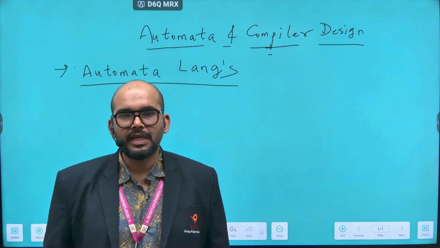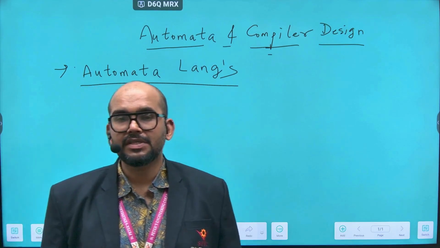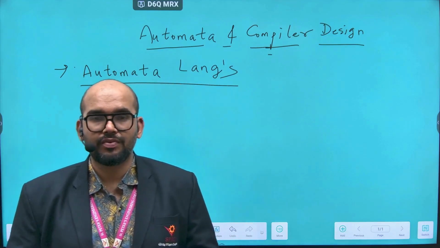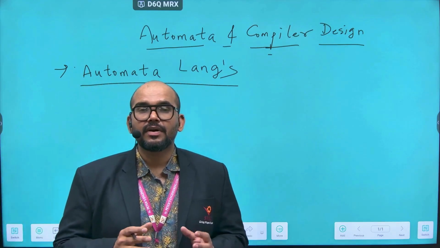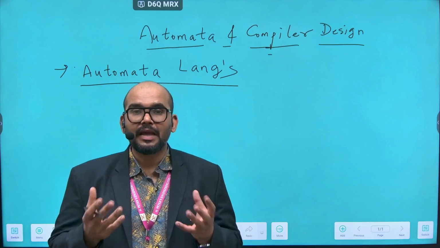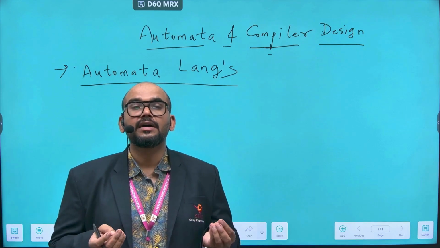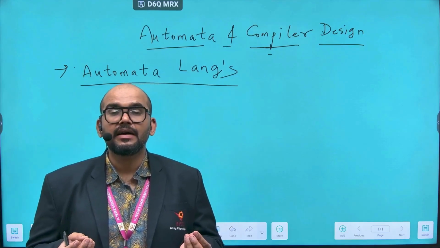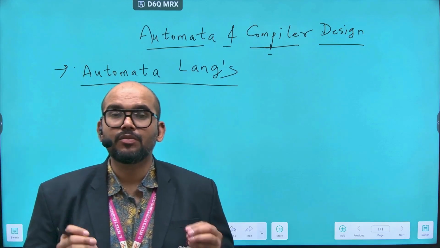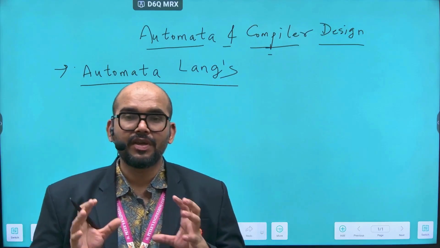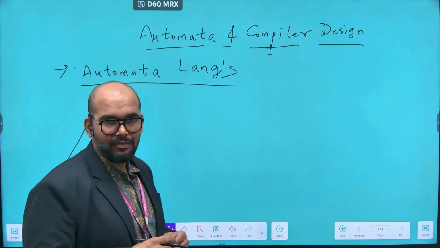and we define these languages with some formal rules. All these are formal languages. Formal languages in the sense that we define these languages with some rules and regulations. That's the reason we call them formal languages.